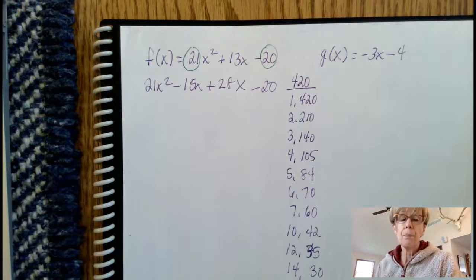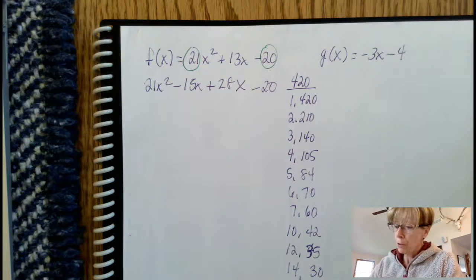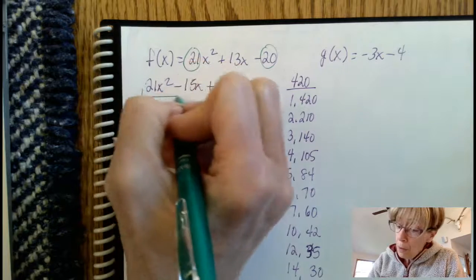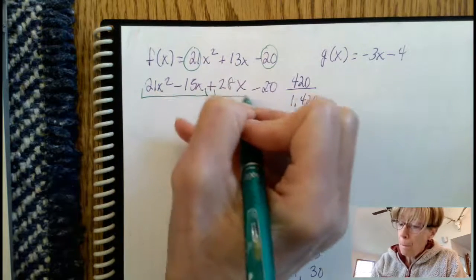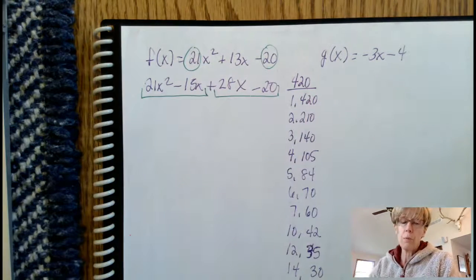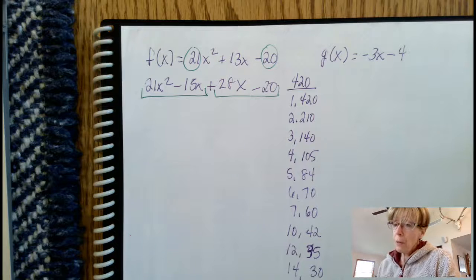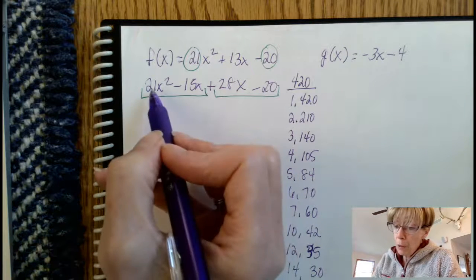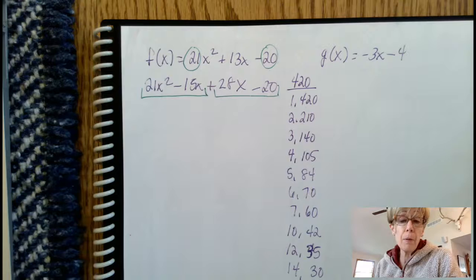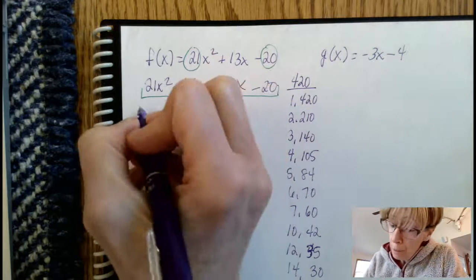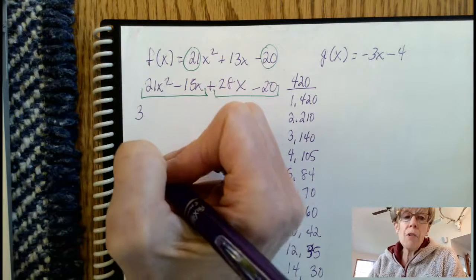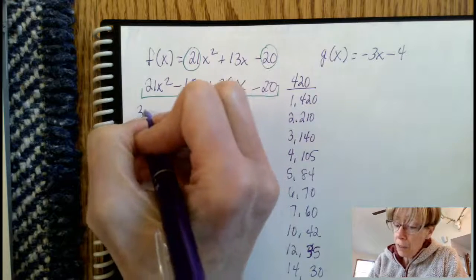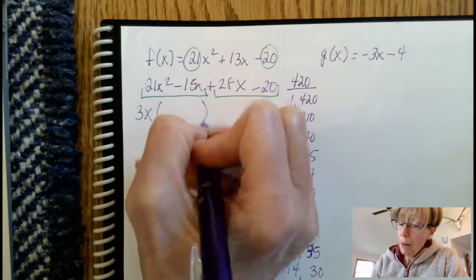And our greatest common factor in the first group, between 21 and 15, the biggest number that divides into both is 3. The smallest exponent between the x's is just x. 21x squared divided by 3x is 7x. 15x divided by 3x is 5. You do want to write the plus.